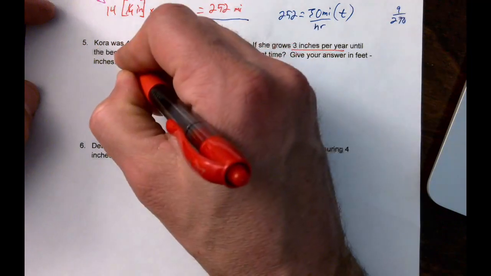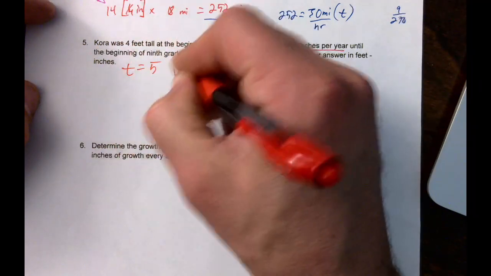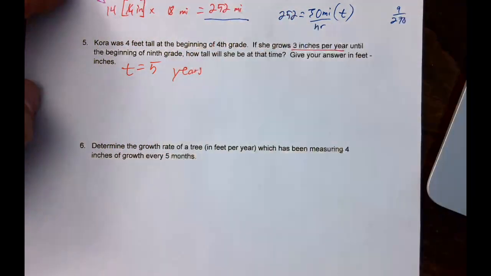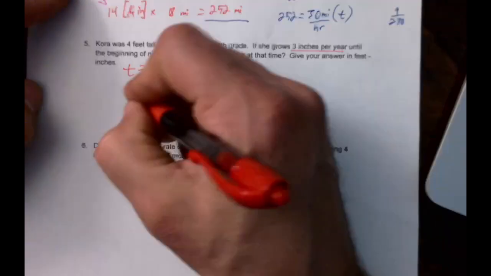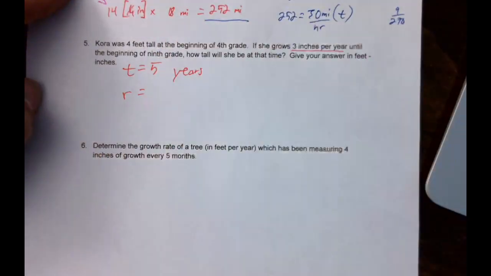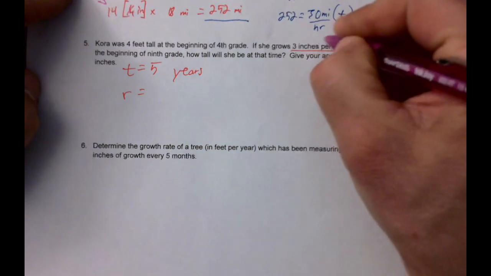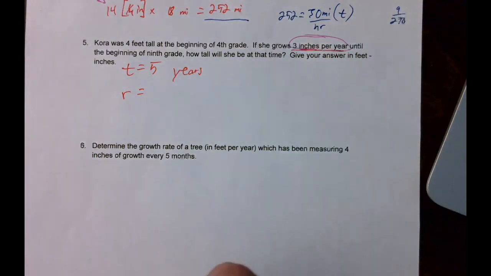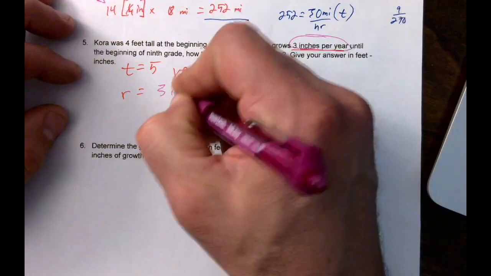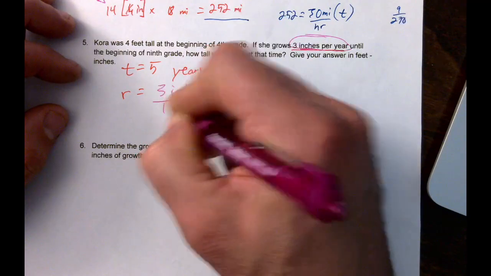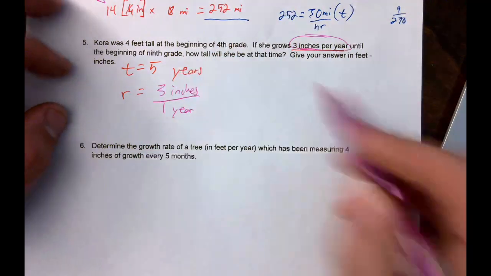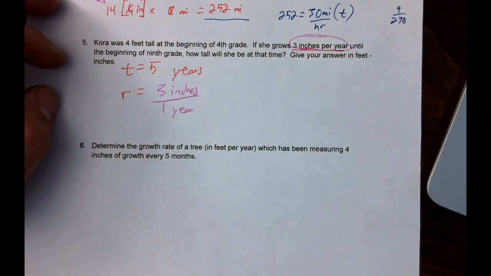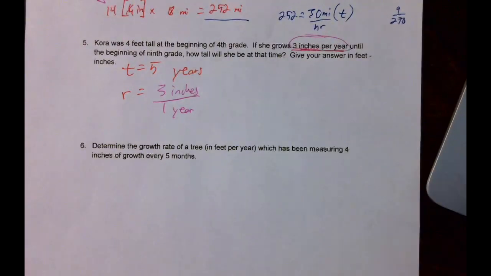So let's first understand t must equal 5 years. 5 years are going to pass. We've got a rate here. Again, how do you identify a rate? Look at the units. 3 inches per year. Inches per year. It's a ratio. It's a rate. Those are the same thing. So I've got 3 inches per 1 year. How tall will she be at that time? So give your answer in feet-inches.